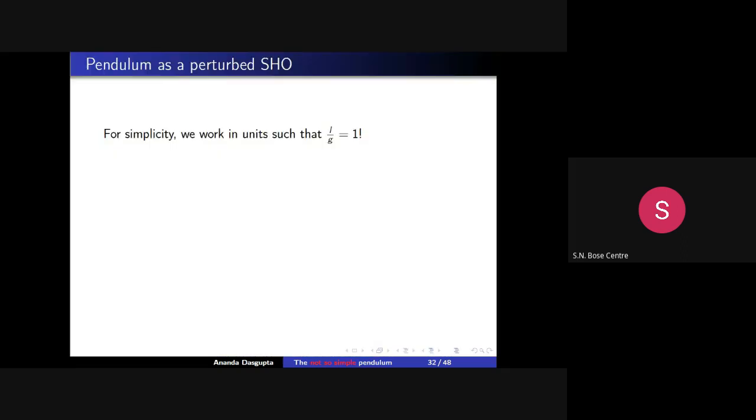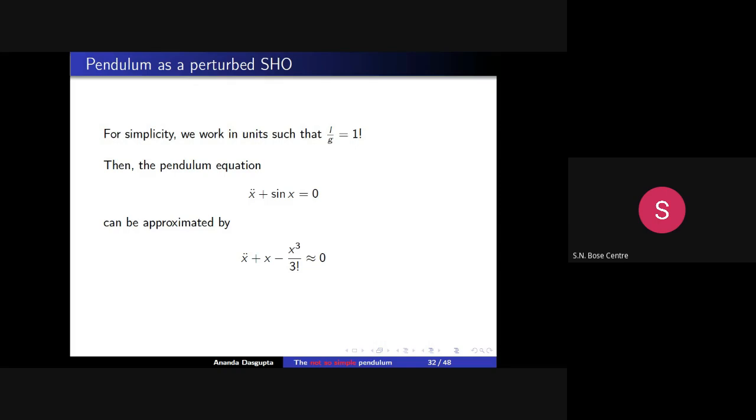So what we will do is throw away all these concepts, L by G and so on. I will just use units in which L by G is 1. By the way, in advanced physics, we keep on throwing away units like crazy because we can change units so that many of these constants just become 1. Here we do that, and just to show that we are using different units, I'm going to call theta x. So the equation simply becomes this.